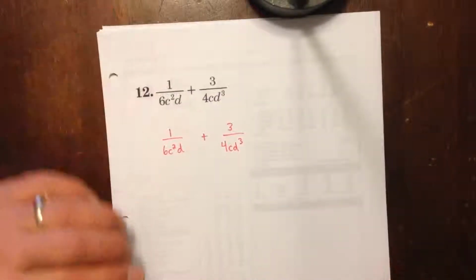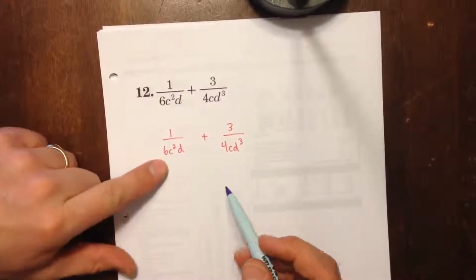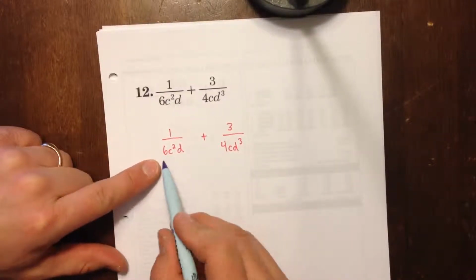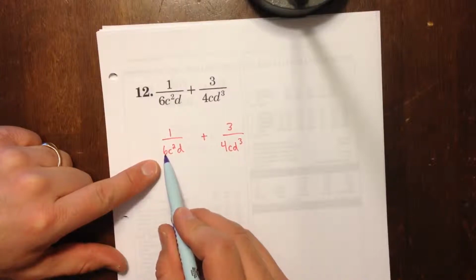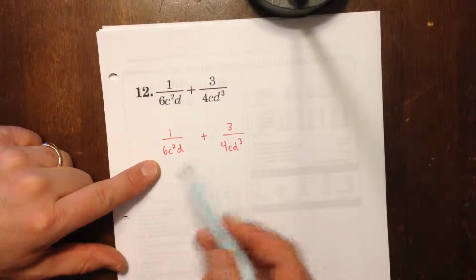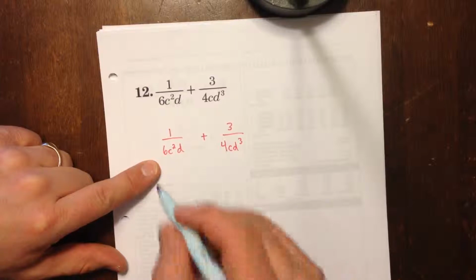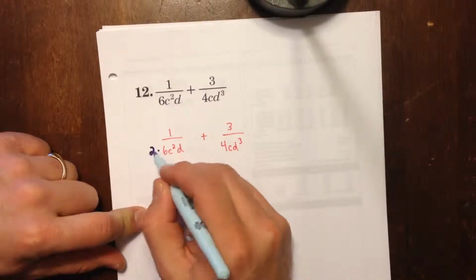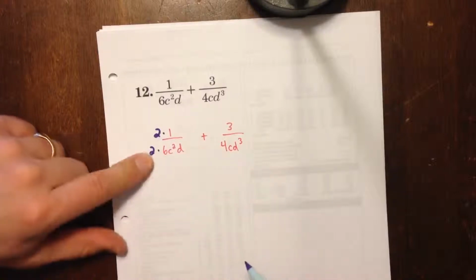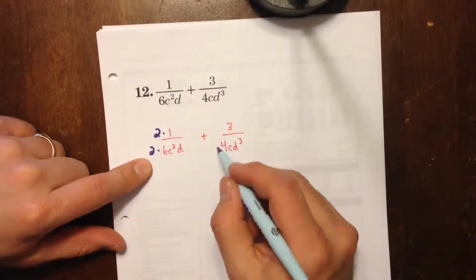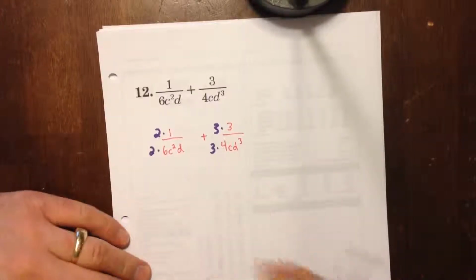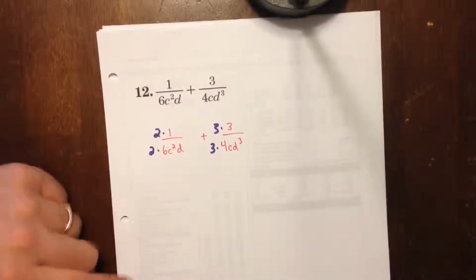Okay, number 12. I'm not going to forget to deal with the coefficient, right? I have a 6 and a 4. All right, think about it. The multiples of 6 are 6, 12, 18. Well, I can make this one 12 also. So if I multiply top and bottom by 2, that's going to make it 12. If I multiply this one top and bottom by 3, that's going to make 12 also. So I have the coefficient taken care of.